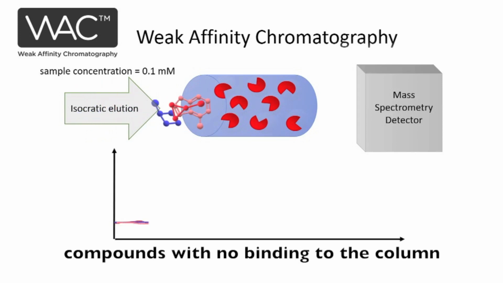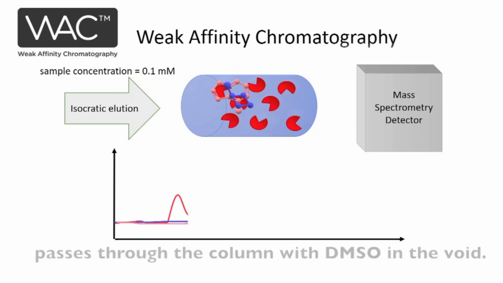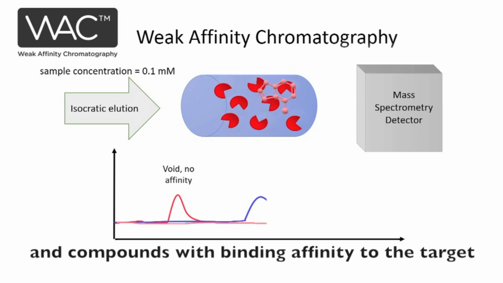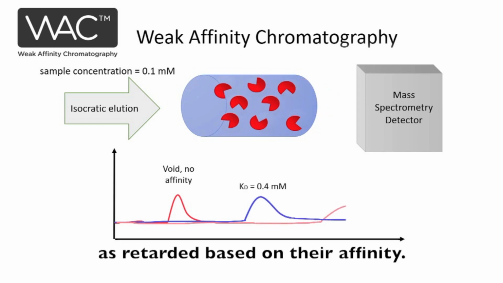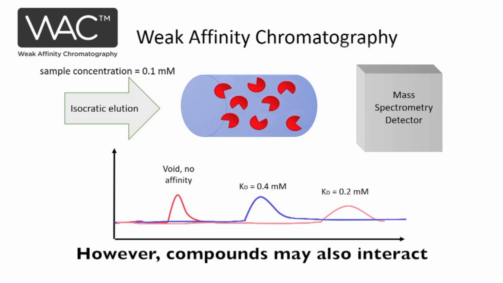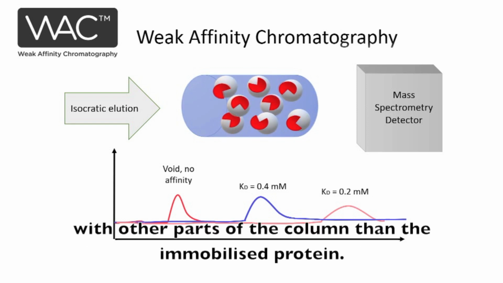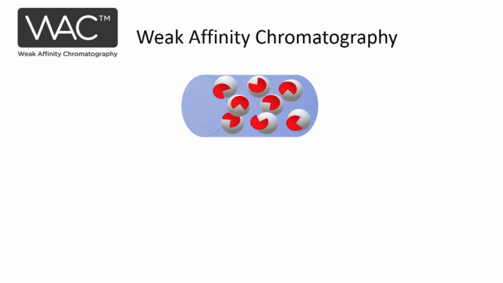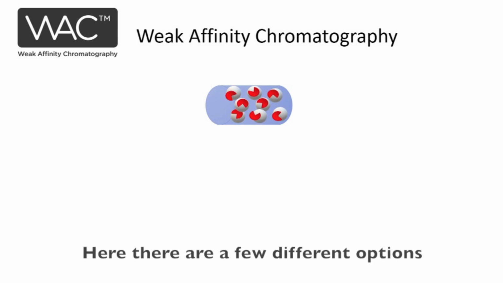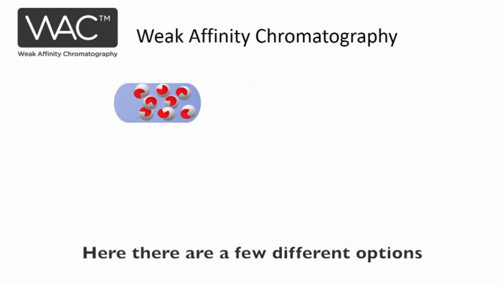During screening, compounds with no binding to the column pass through the column with DMSO in the void, and compounds with binding affinity to the target are retarded based on their affinity. However, compounds may also interact with other parts of the column than the immobilized protein. Therefore, a reference column is required to assess specific binding. Here there are a few different options.